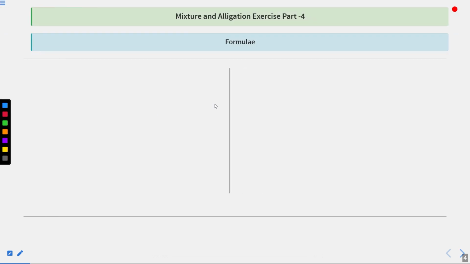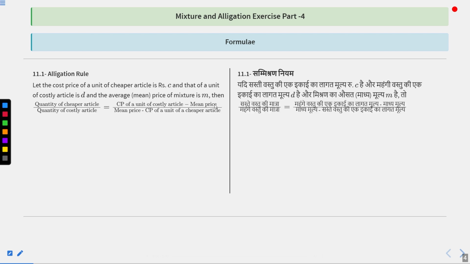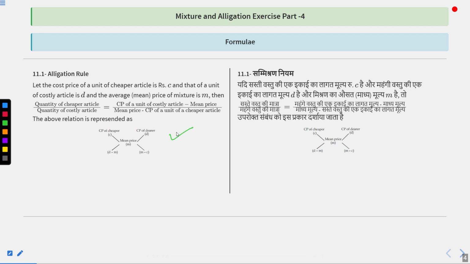Now see some formulas related to mixture and alligation. First is the alligation rule. Let the cost price of a unit of the cheaper article be C rupees and that of a unit of the costly article be D rupees, and the average mean price of the mixture is M. Then the quantity of cheaper article upon the quantity of costly article will be the CP of a unit of costly article minus the mean price, upon the mean price minus the cost price of a unit of cheaper article. Clear? So we can represent it in this form.